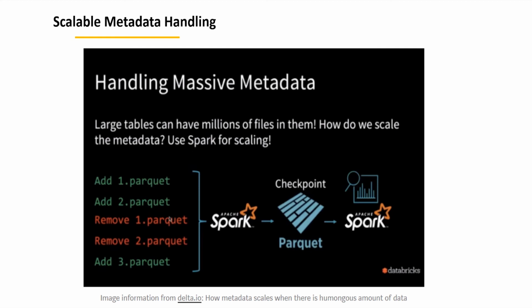To avoid this, we handle this massive metadata by collecting all these 2000 JSON files and compacting them into a single checkpoint file. After this happens, the next time you read with Spark, it doesn't read the 2000 files. Instead, it reads the single compact file and any other JSON files after that. This is how scalable metadata handling works.